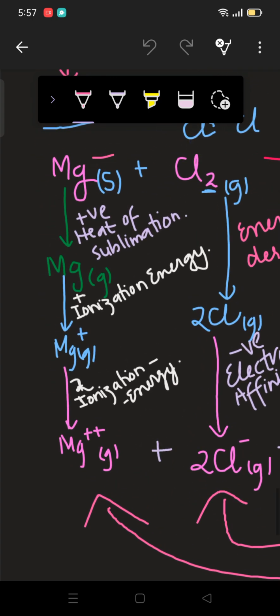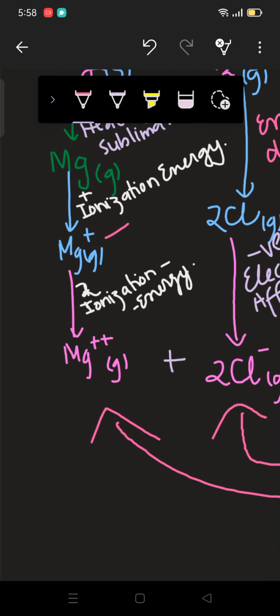Now I need to make it into the gaseous form, right? So in order to make magnesium into the gaseous form, I need to give it heat of sublimation, right? Then I need to remove 1 electron from the magnesium gaseous atom. Ionization energy is the energy required to remove 1 electron from the valence shell of the gaseous atom, right? Then I need to remove 1 more electron as well, since I know that the magnesium electrovalency is 2, right? So I gave another ionization energy and Mg2+ was formed, right?